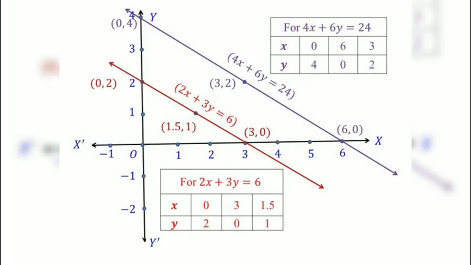So this is the graphical representation of the second pair of linear equations in two variables. The purple line represents the linear equation 4x + 6y = 24, and the red line represents the linear equation 2x + 3y = 6. As shown in the figure, you can observe that the two lines are parallel to each other. That means this pair of linear equations in two variables has no solution.